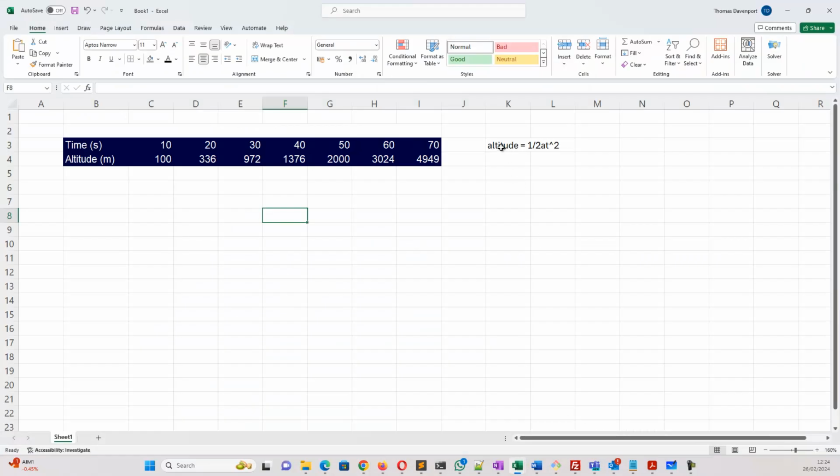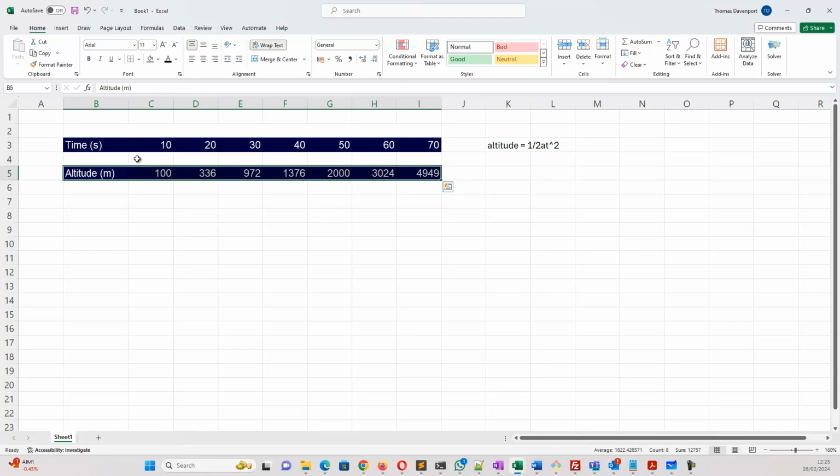The governing equation is altitude is equal to a half AT squared. So we need a row for t squared. So let's move this row down one. We'll calculate the first cell, so that is equal to, and then we'll just copy that like so.